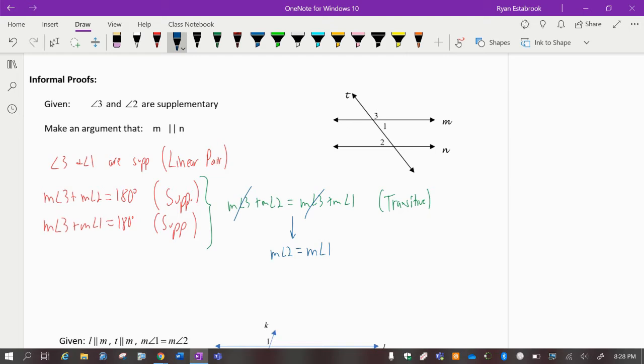And now I notice, okay, look at the location: 2 and 1 are alternate interior angles, so that means to us that M must be parallel to N because those alternate interior angles are equal, the lines are parallel, or I could call it the alternate interior angles converse. And that's what we're trying to prove.